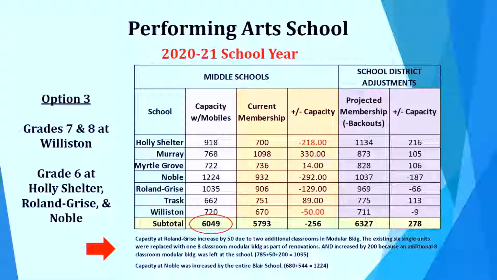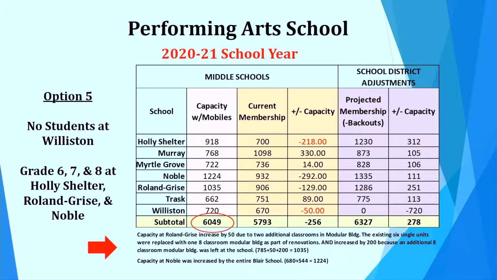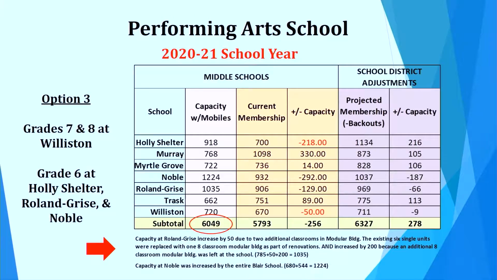The next three options are all the same, and I said these could be implemented as early as 2020-21. It's leaving the sixth grade at Holly Shelter, or leaving 7th and 8th at Williston, moving the 6th grade, leaving 8th grade only, and moving 7th and 8th, and lastly, an option that moves all students out. And so you can see under each one of these options what the population, or how that would affect the projected membership and their capacity.